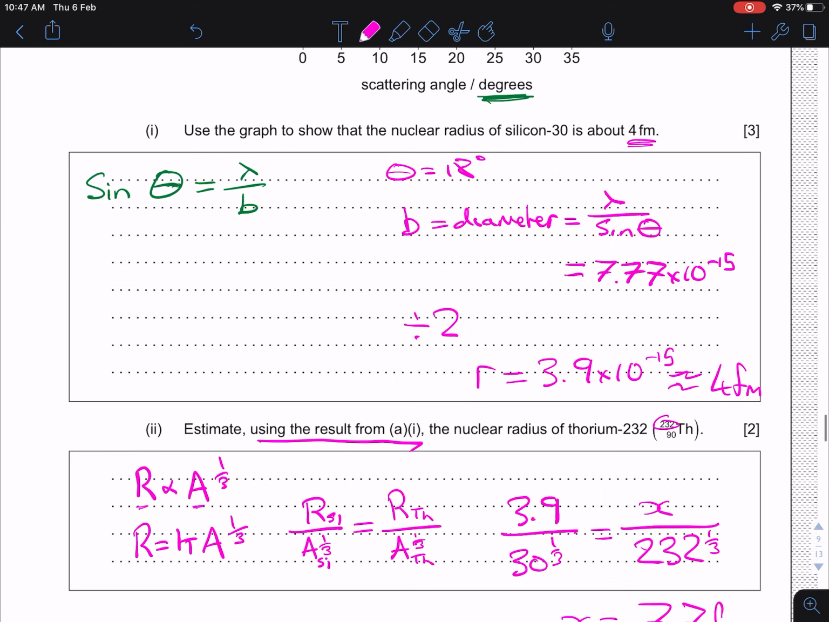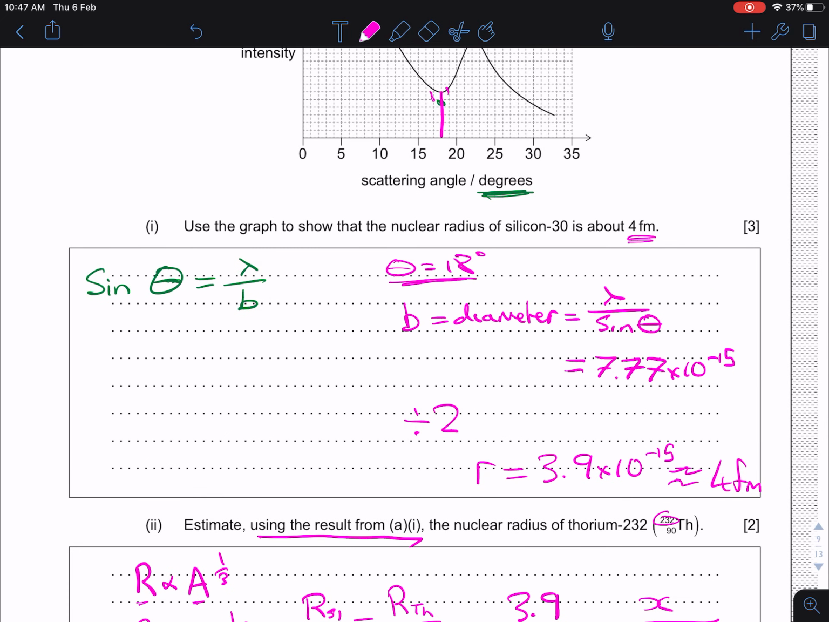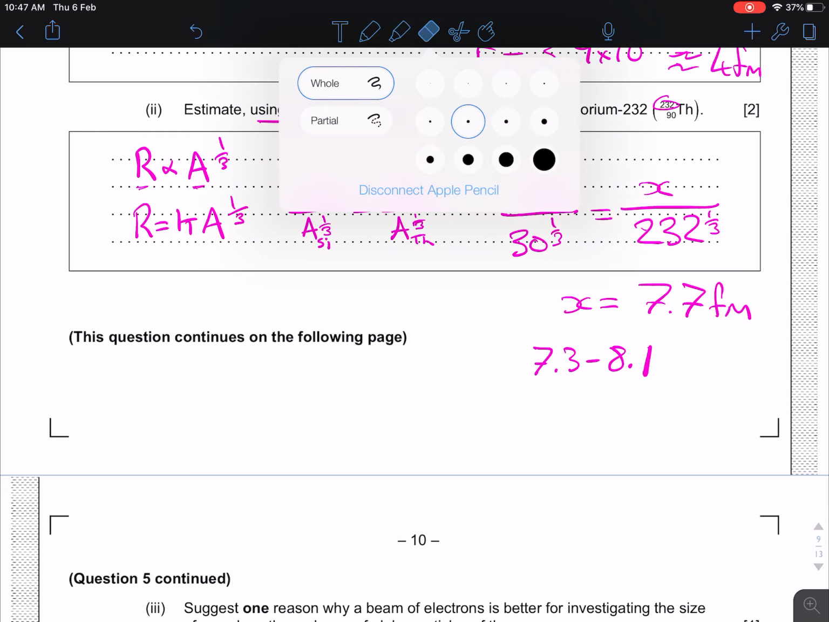However, depending on which angle you have used for your graph, they allow you to use an angle between 17 and 19. So that gives you a range for the radius here of 7.3 to 8.1. Any of those would be acceptable answers.